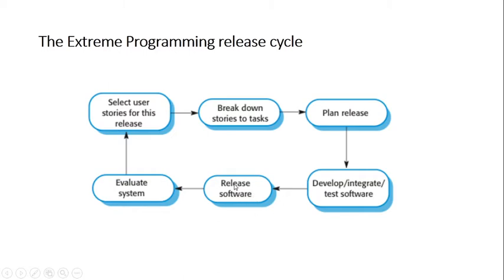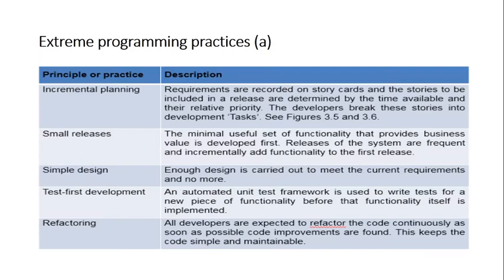Release the software to the customer, evaluate the system. While you release it, the customer is going to evaluate it. If the customer is happy with that, or he asks for a modification, that modification can be developed in the next iteration. Or if he is satisfied, then you can select another user story or subtasks to be developed in the next iteration, and you keep on repeating this cycle. So this is what the extreme programming release cycle is, and it continues for a long time.